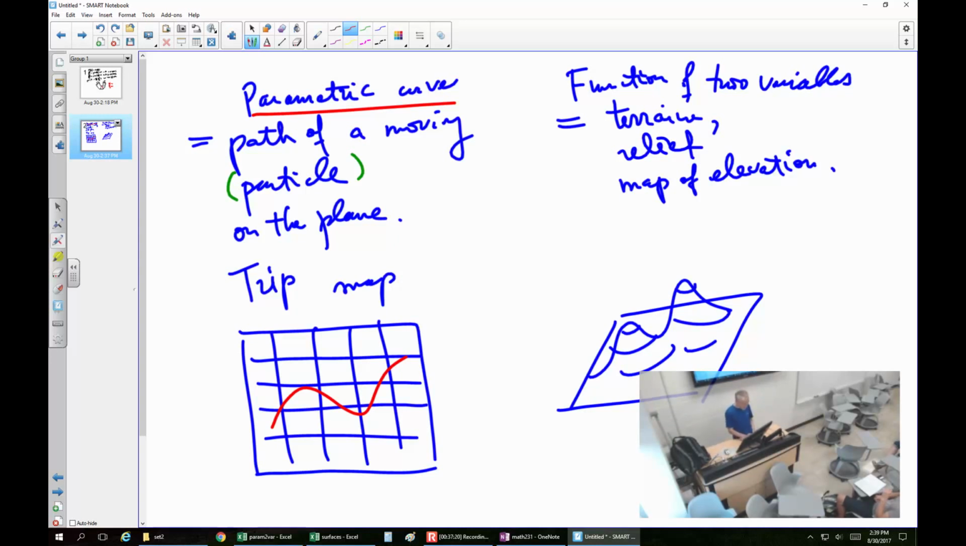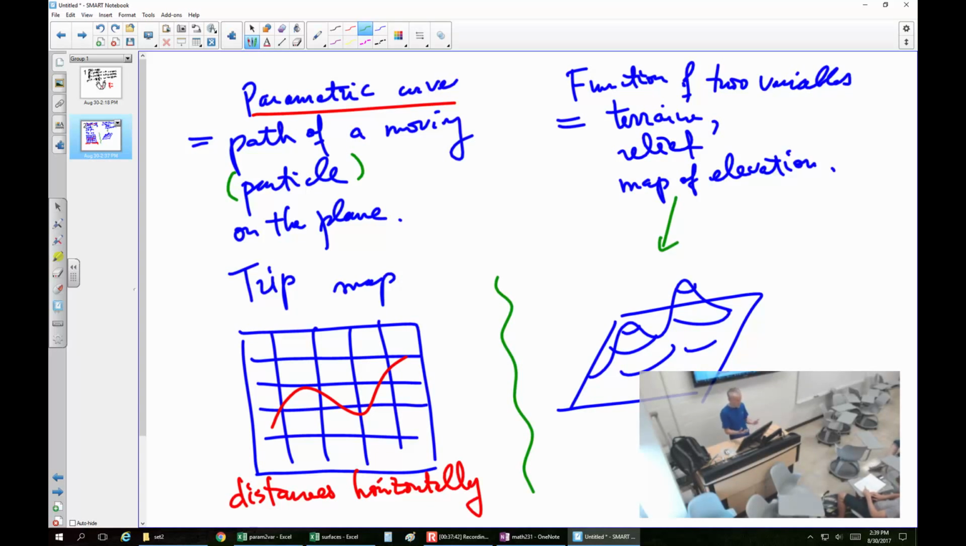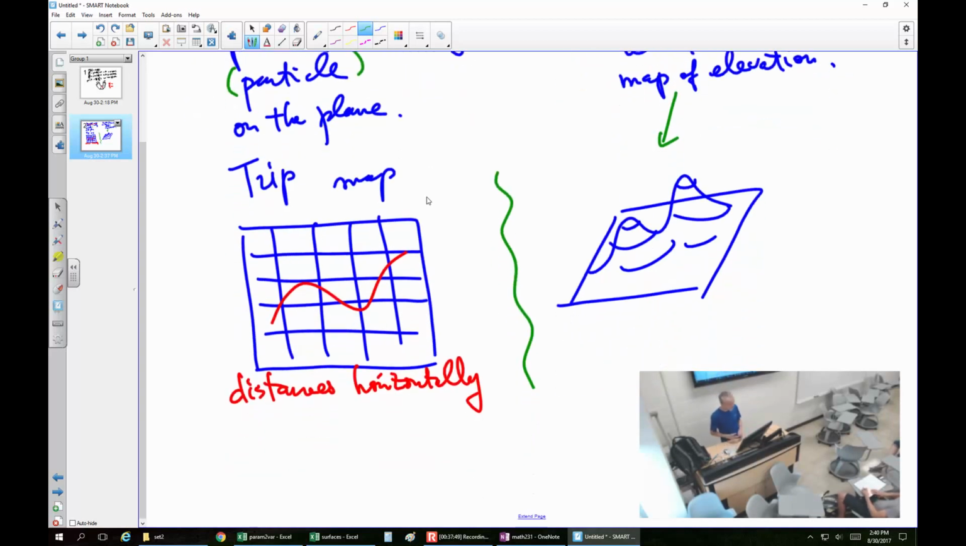We go this way. We know how far, so we have distances here, but only horizontal. How far we move horizontally is part of this trip. And now on this separate, totally separate map, if we want to take our planning to the next level, we include the map of elevation. Okay, and so we put these two together in order to discover how much we're going to need to climb.